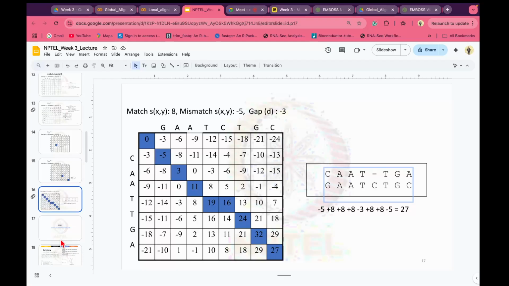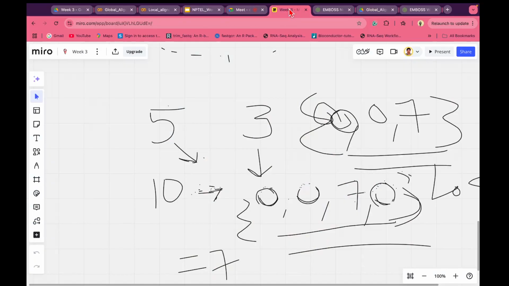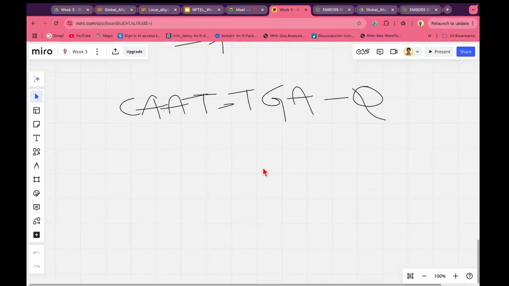So here on the screen, let's consider CAA as our input sequence, which starts with CAA T underscore TGA as our query sequence. When we align with the next sequence, that is GAA TCT, let's see in the final alignment how many residues have been aligned. So this is our query sequence.